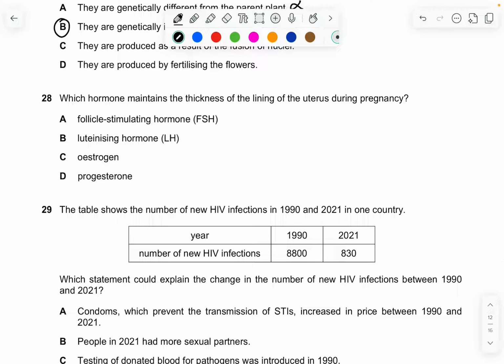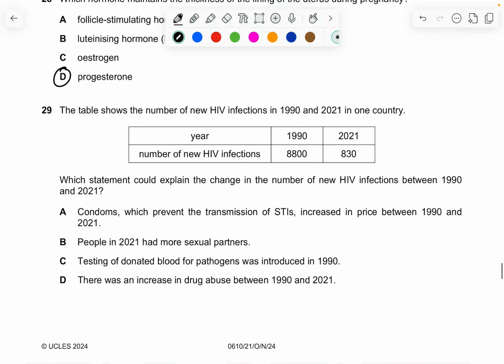Question 28. Which hormone maintains the thickness of the lining of the uterus during pregnancy? Very simple, progesterone. Question 29. The table shows the number of new HIV infections in 1990 and 2021 in one country. So this is the year. 8,800 dropped to 830.